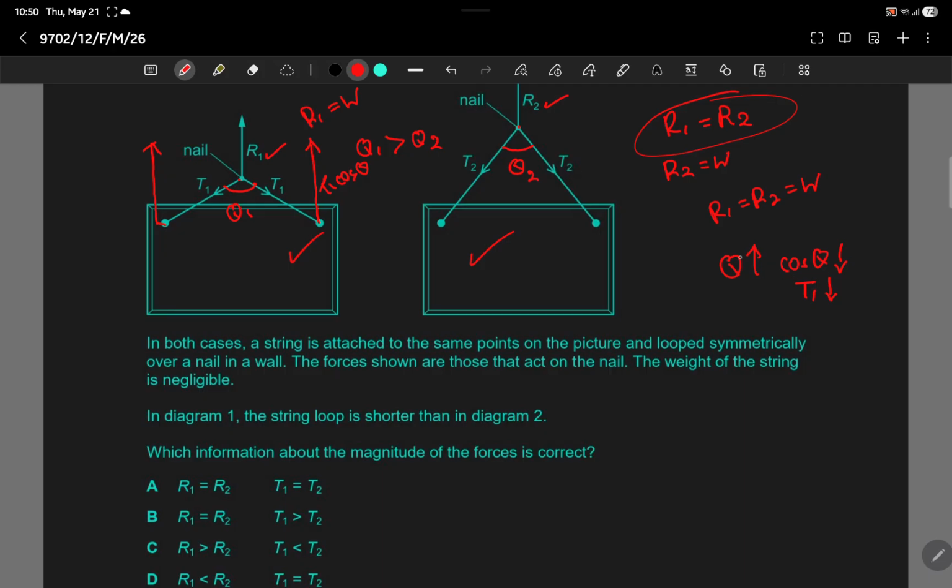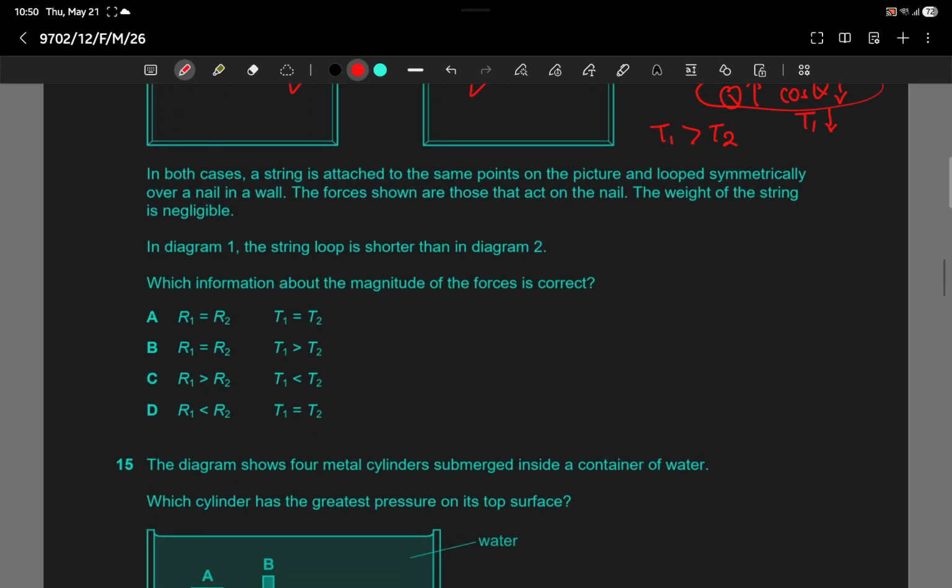So if the vertical component must stay fixed, that means T1 will be greater than T2, because in T2 the angle theta 2 is less. If theta 2 is less, your cos theta will be more. Using this, hence your T1 should be greater than T2. So the only thing that matches this is B, right?